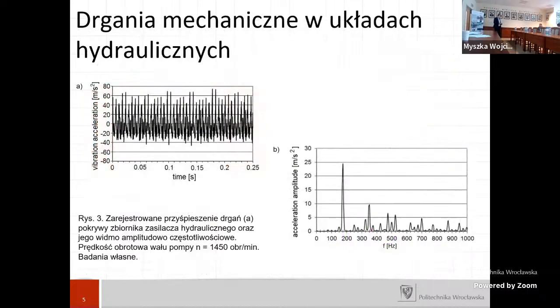Dalej drgania mechaniczne, które mamy w układzie. W zależności od tego, czy to jest układ mobilny, czy przemysłowy, czy jakiś zasilacz stacjonarny, te wymuszenia mogą być różne. Tutaj przedstawione są badania własne autorów drgań na płycie zasilacza. Jest to zasilacz stacjonarny, więc to są w większości drgania pochodzące od pompy hydraulicznej. Widać tutaj częstotliwość podstawową drgań, wynikającą z pulsacji ciśnienia.